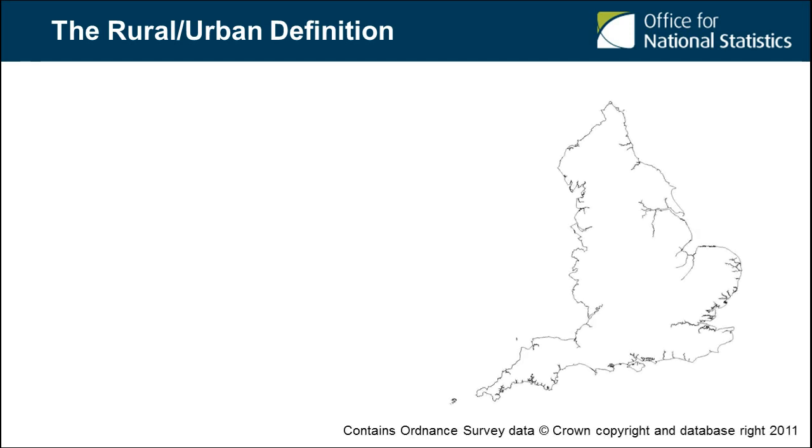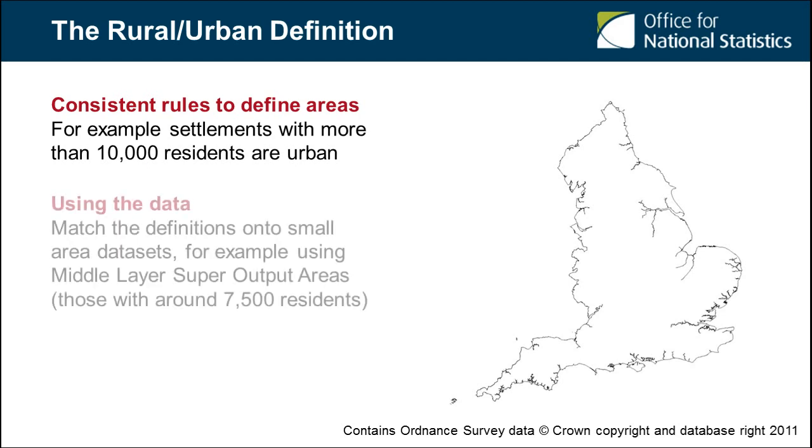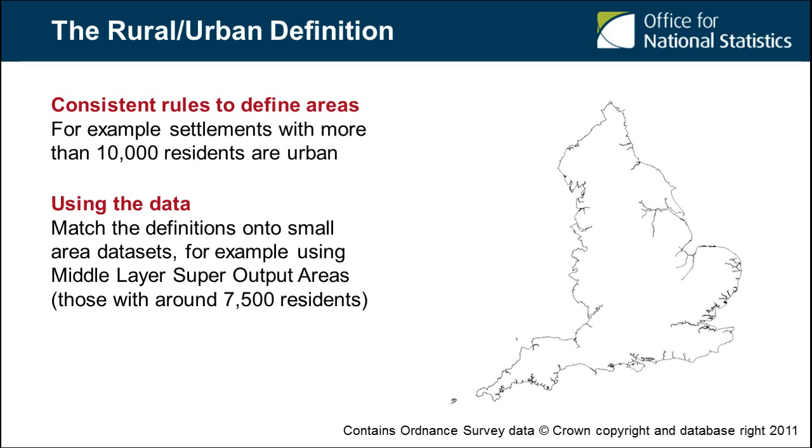First, we will look at the rural and urban classification that covers England, but the same classification is also available for Wales. A consistent set of rules are used to define areas. For example, settlements with more than 10,000 residents in 2001 being urban. This gives a clear, consistent, freely available set of data that can be used to match onto other datasets. With this example shown here using a small area geography known as middle layer super output area, which are those with an average of 7,500 residents.